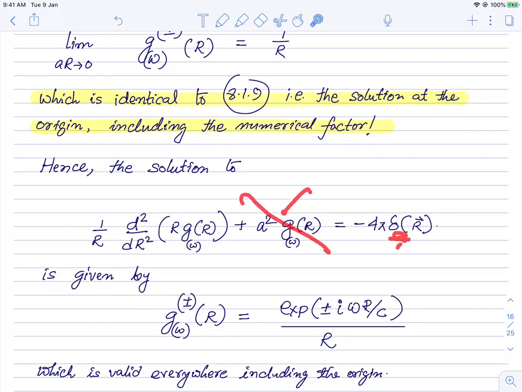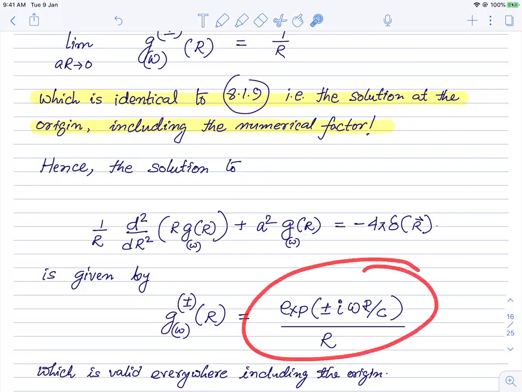But at the origin also we can forget about this term. It's a Poisson equation, and it has a solution 1 over r. Now this solution also reduces to 1 over r. Therefore, it's a good solution at the origin as well. So this is a good solution everywhere, at the origin and away from the origin.